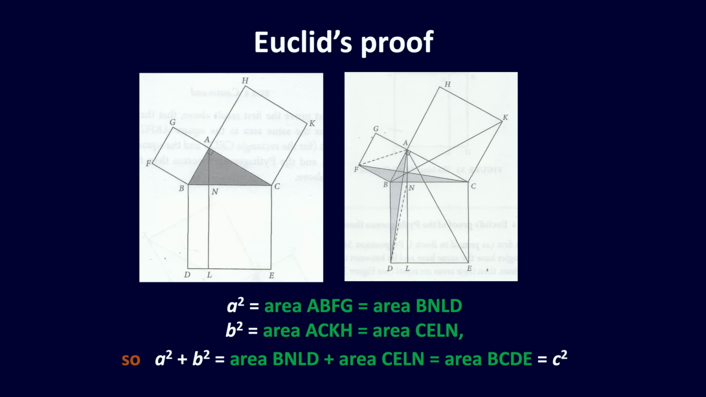It follows that the sum of the areas of the 2 upper squares is equal to the sum of the areas of the 2 rectangles, in other words, the square. They form the lower square, and this is the Pythagorean theorem.